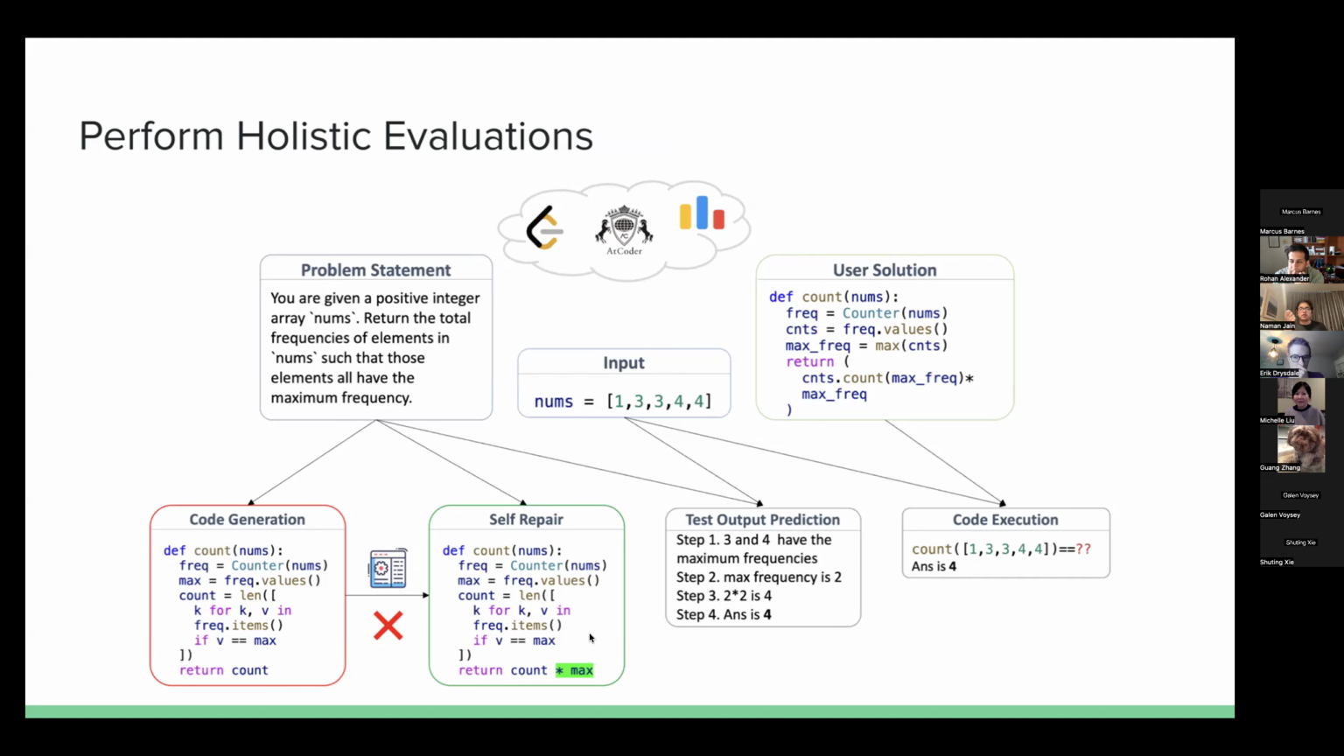Particularly for repair, you also have to multiply this count by the maximum element, which was not done by the model. Another task that we focus on is test output prediction. Test generation, as I said, is somewhat important, because you're trying to verify if the code is correct, and if the model can do it itself, then you can go beyond that. So from a problem statement and a test input, we ask the model, can you predict what is the expected output? And similarly, we have one more task on code understanding.